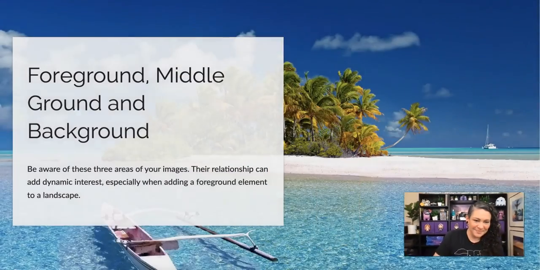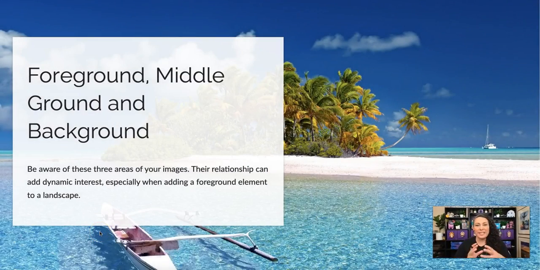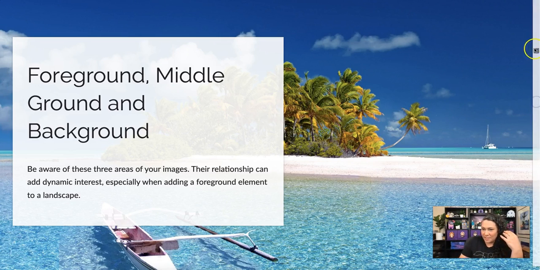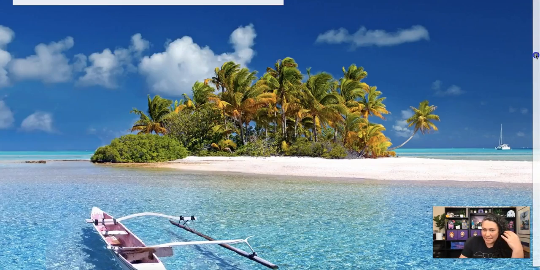Okay, so next let's talk about foreground, middle grounds, and backgrounds. These three areas in your image are really important to be aware of. Their relationship can add dynamic interest, especially when you're adding a foreground element in things like landscapes. So let's look at this background image for a second.